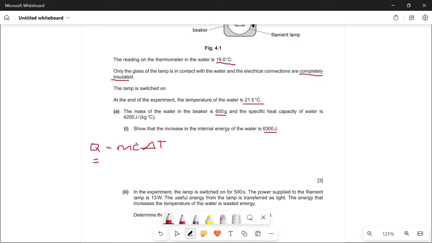So the mass is 600 grams, but we have to convert it into kilograms, so it's going to be 0.6 kilograms times the specific heat capacity, 4,200, times the change in temperature. So the initial temperature was 19 degrees Celsius, the final was 21.5. So we do 21.5 minus 19. Now that would be equal to 2.5.